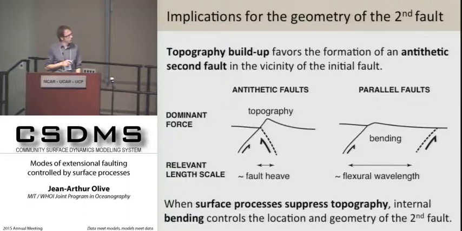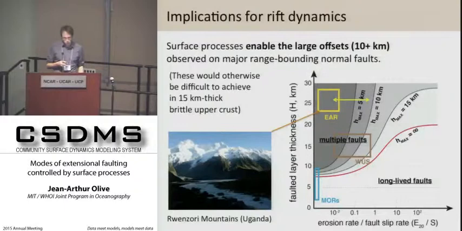So this work has several implications for rift dynamics when looking at the scale of normal faults. And we're now in the process of trying to confront this to data. What we've done here is construct a regime diagram based on our simulation and try to plot different rift settings on it. So the x-axis represents the intensity of surface processes, or rather their efficiency at redistributing stress or leveling the topographic effect. And the y-axis would be a mechanical parameter, so the simplest one to think about is the thickness of the brittle layer.